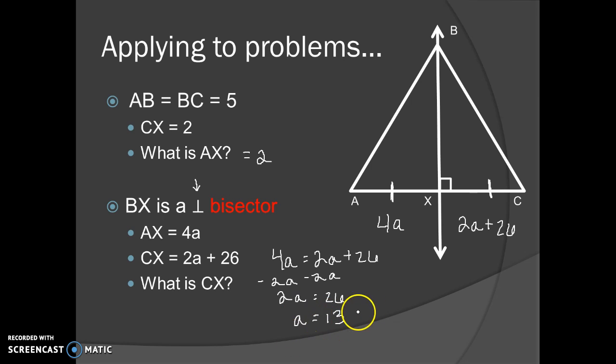Now that's just what A equals. Our question was, what does CX equal? So 2 times, instead of A, we say 13, plus 26. So 2 times 13 is 26, plus 26. So if we add those together, we would get 52. So what does CX equal? 52. So that's another application of perpendicular bisectors.